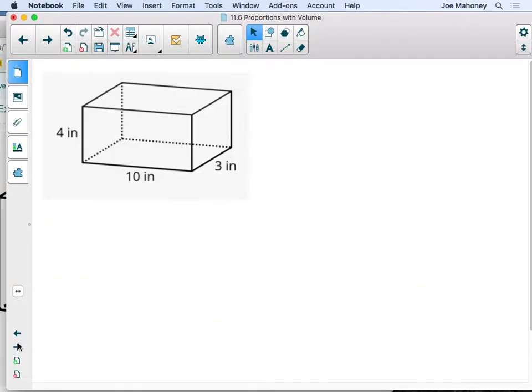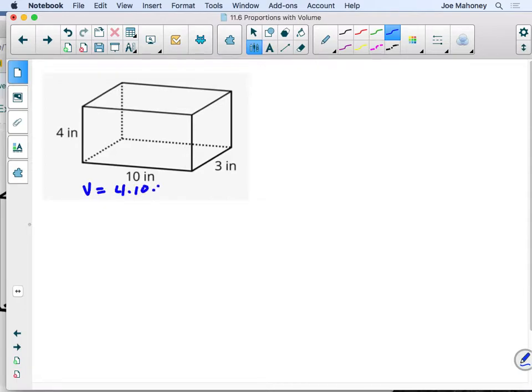So let's play a little bit. So here we go. We got a figure, just a regular rectangular prism. And if I want to find its volume, I got to multiply the length times the width times the height. 4 times 10 times 3. So the volume would be 120 cubic inches.